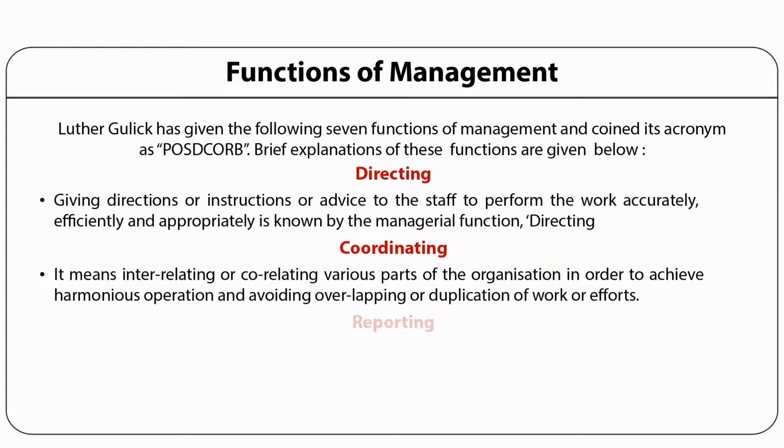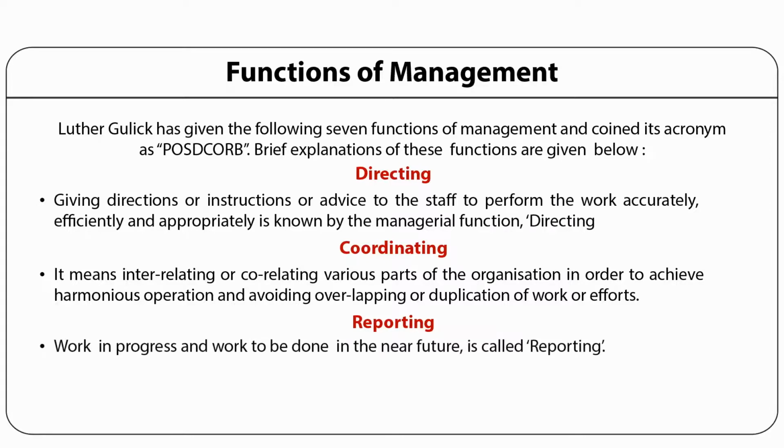Sixth is reporting. Keeping all the staff members, sections, supervisors, and parent bodies informed of the work completed, work in progress, and work to be done in the near future is called reporting. It helps to avoid any confusion, misunderstanding, gaps, or overdoing from any front. In libraries, this part is very significant, and the chief librarian does this job.